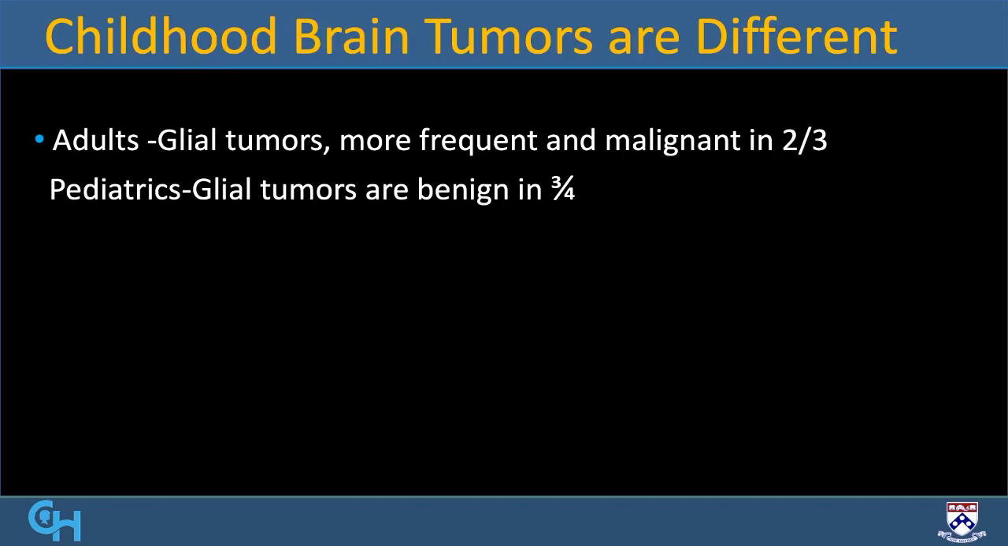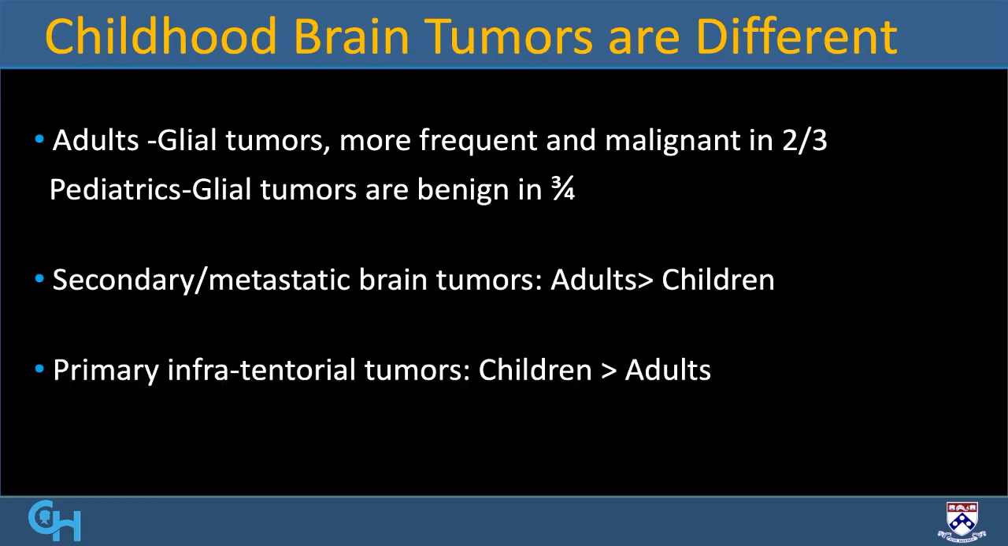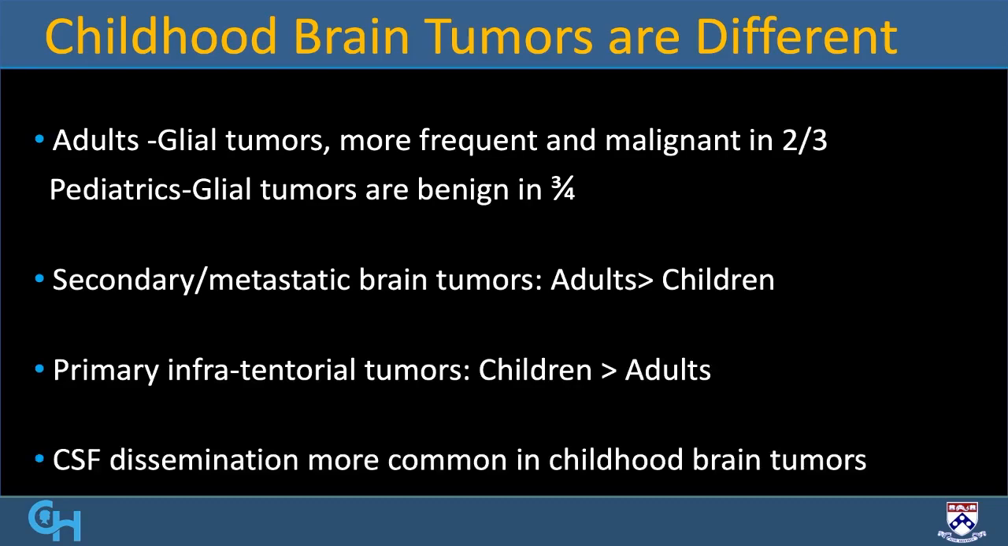Childhood brain tumors are different from adult tumors. First of all, in adults, there are a large number of glial tumors, which are going to be malignant in majority of the cases. Whereas in pediatric tumors, the frequency of glial tumors is less and they are more likely to be benign. Metastatic brain tumors are far, far more common in adults than children. Primary infratentorial tumors are more common in children than adults. And CSF dissemination is a feature which is more commonly associated with childhood brain tumors.